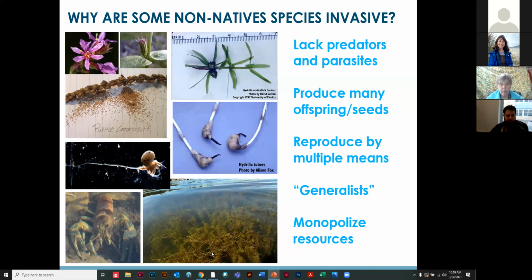And then monopolizing resources. So all of these tools that some species use when they're in a new area and they're not being kept in check, there's no ecological balance for them.